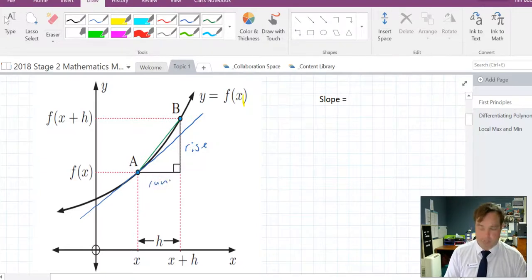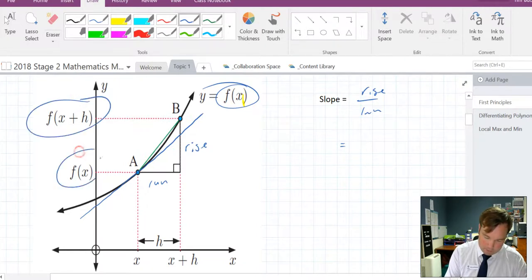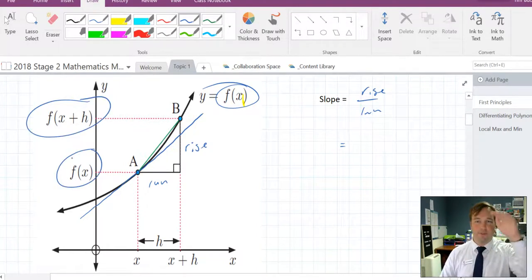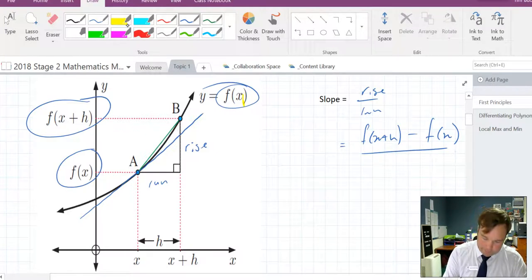Now, using function notation, f of x, the rise is equal to this top line here, take the bottom line there. That's the difference in the level, which gives us rise over run. So it's f of x plus h, take f of x, over the run. Now the run is x plus h, take x. X plus h take x just leaves us with h.